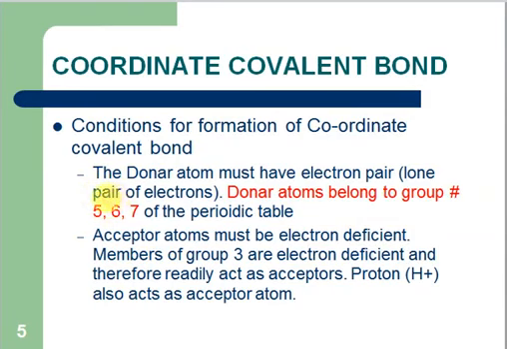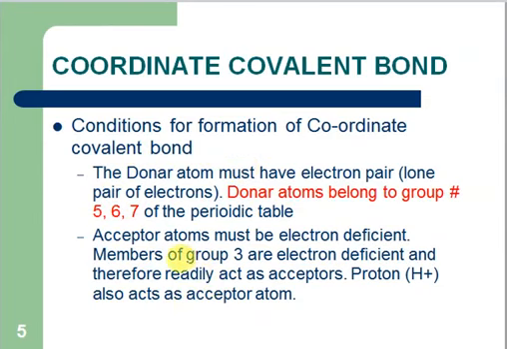Similarly, group number 6 is the oxygen family. It has two lone pairs, so both of these lone pairs can be donated. Here we have group number 7. It has 3 lone pairs of electrons. So group number 7, the halogens, can also act as donors of electron pairs. So the members of group number 5, group number 6 and group number 7 can act as donors in a coordinate covalent bond.